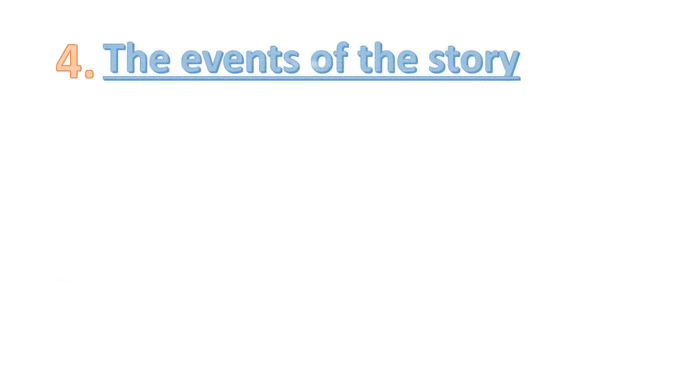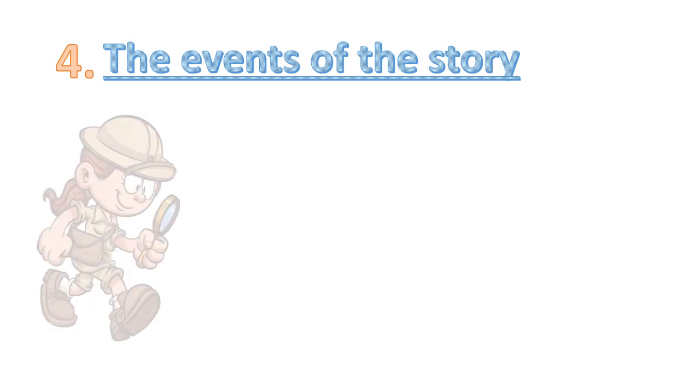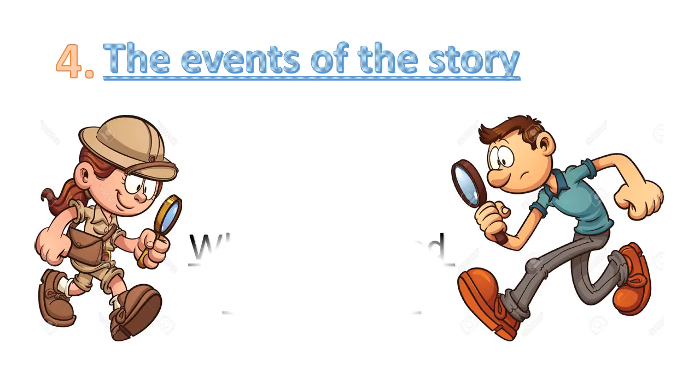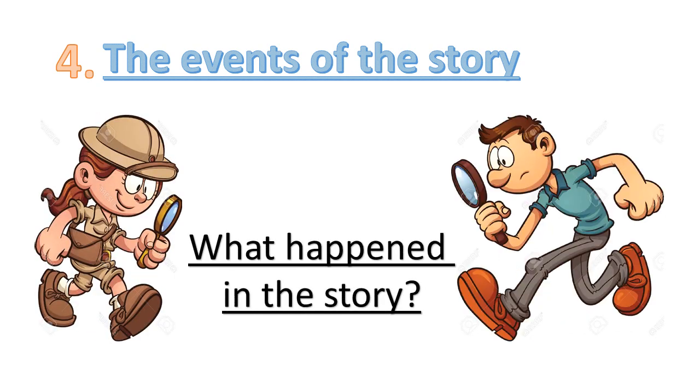Number four, the events of the story. What happened in the story? We can't say the time, the place, the characters, and it will be a story. No, what makes a story is what happens. What did the characters do in this place, or did they go out? Did they have any problems? How did they solve it? So this is the events of the story.